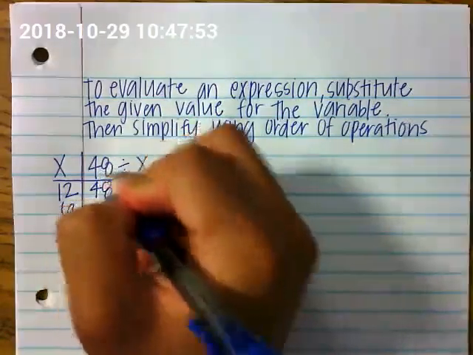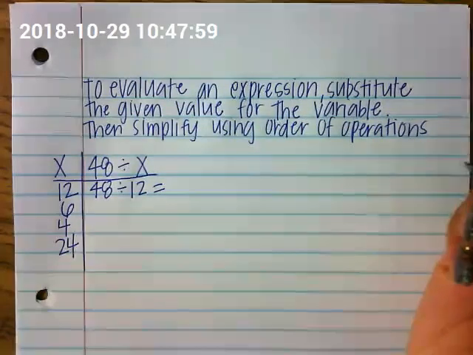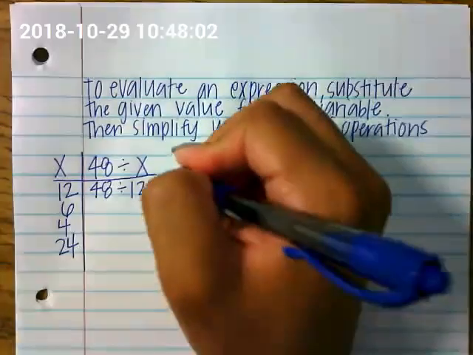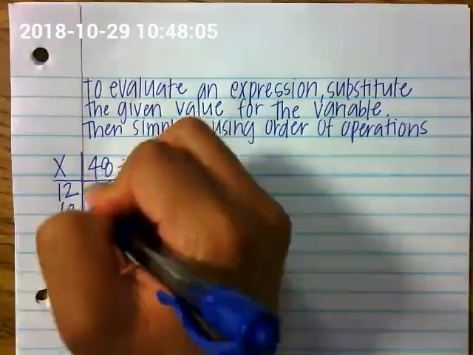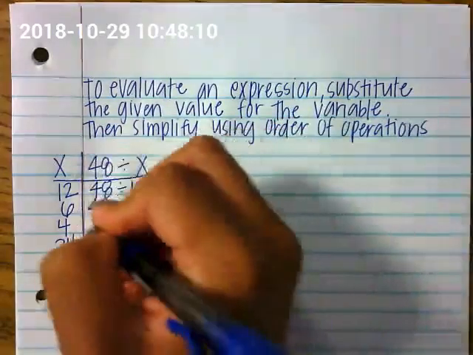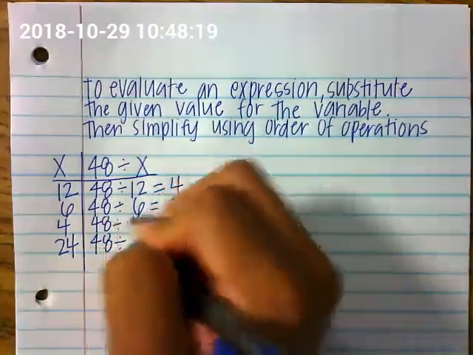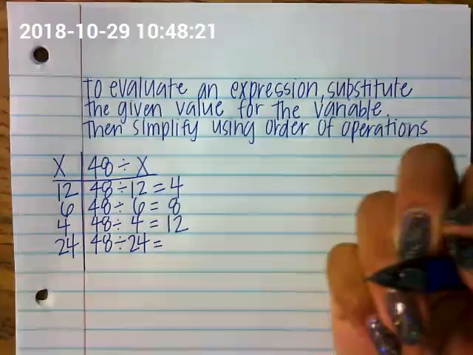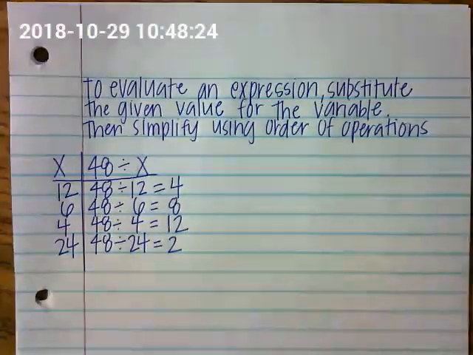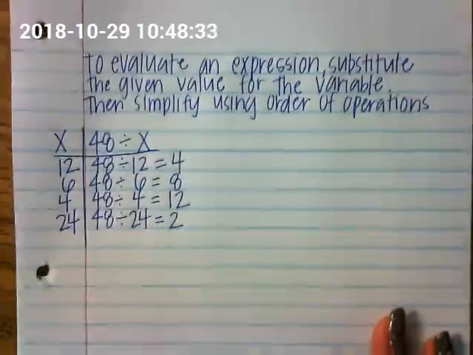So 48 divided by 12 is, what's 48 divided by 12? 4. 48 divided by 6, 8. 48 divided by 4, 12. And 48 divided by 24, 2. So we've evaluated this expression for 4 different numbers. All we did was plug in the numbers and simplify. Let's do another one.